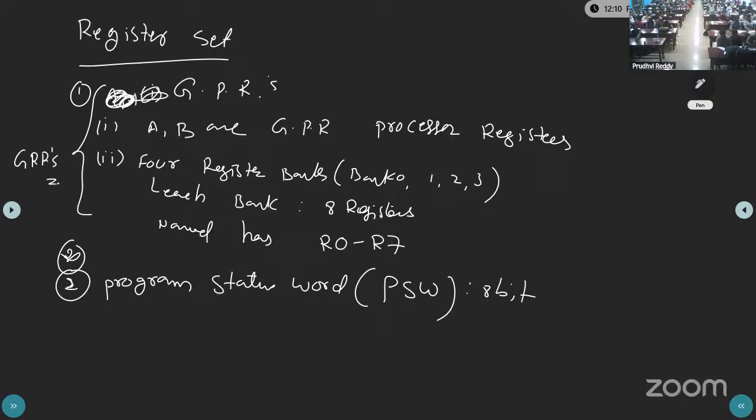You know total general purpose registers? Total 8 into 4, 32 plus 1, 33, 34. So, there are 34 general purpose registers in the 8051 microcontroller. 8086, anyone can answer me? In the 8086 microprocessor, how many general purpose registers are there?